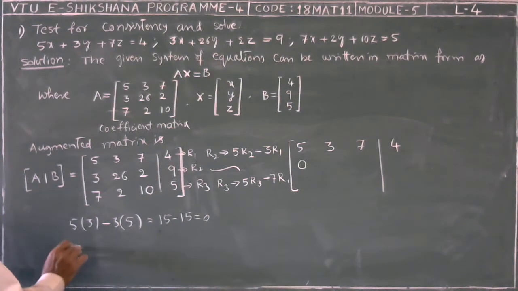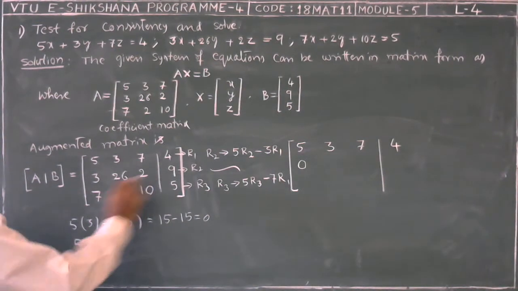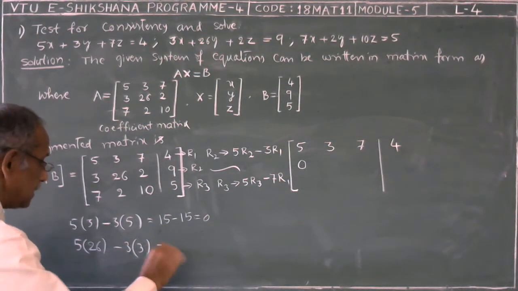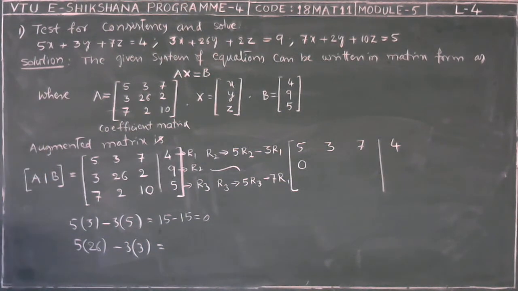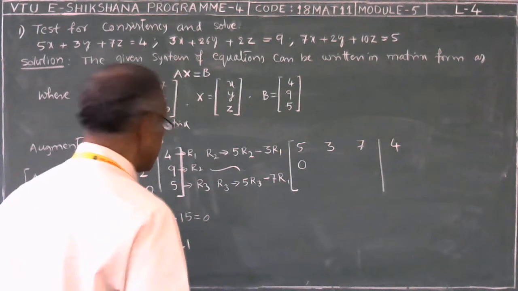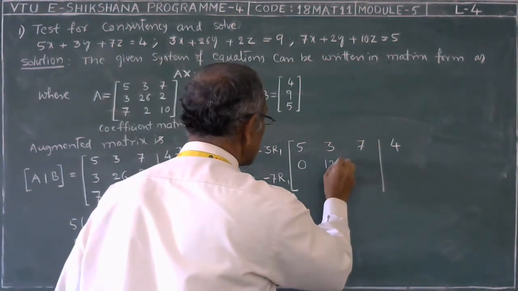Next, let us see. 5 times 26, 26 minus 3 times 3. So this will be 121. If you carefully calculate, you get 121 here. So this is 121.